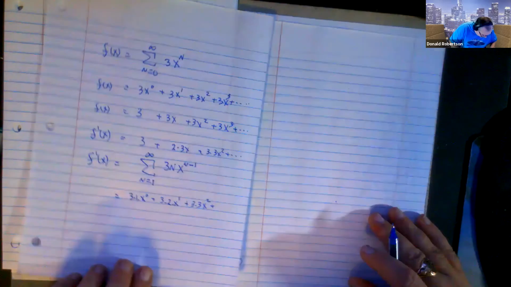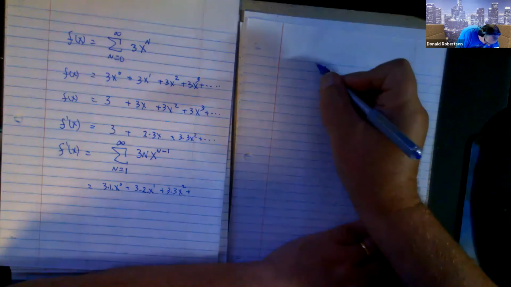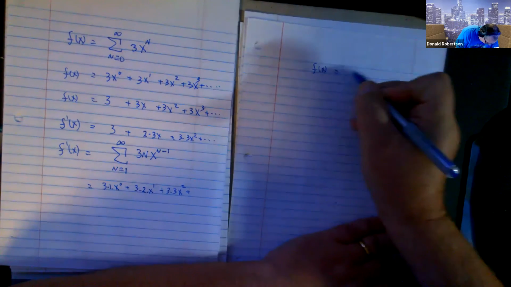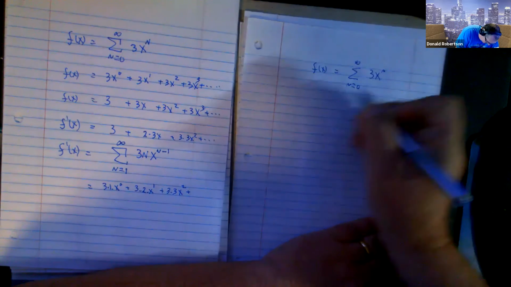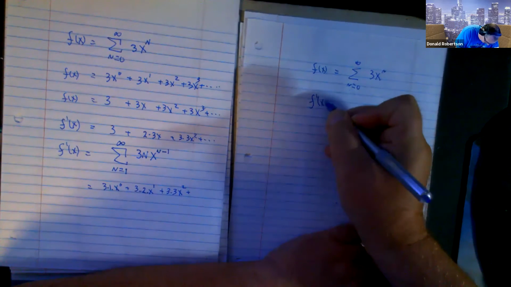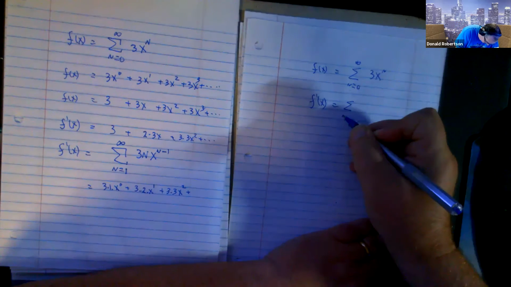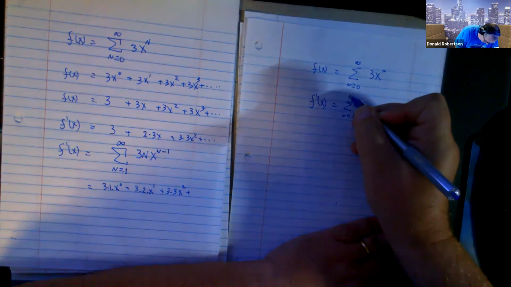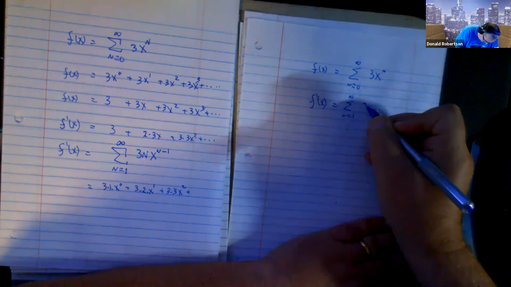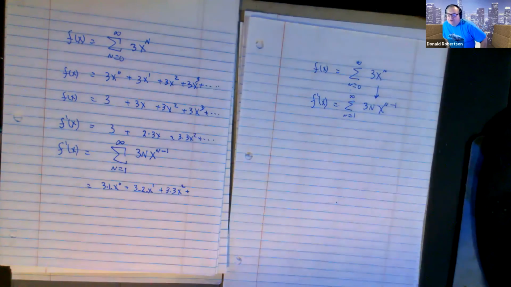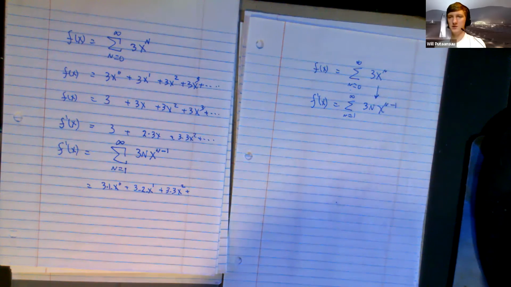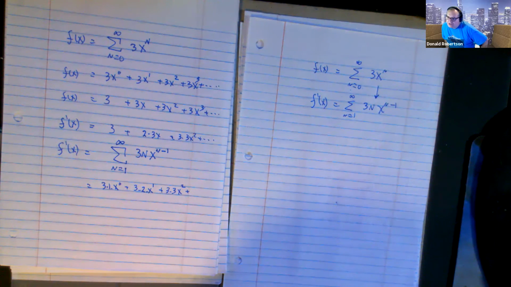So I'll put them together. Here is f of x. And here is what its derivative looks like. Can anybody see any connection? That's just the definition of the power rule, right? Yeah, isn't it just differentiating 3x to the n?